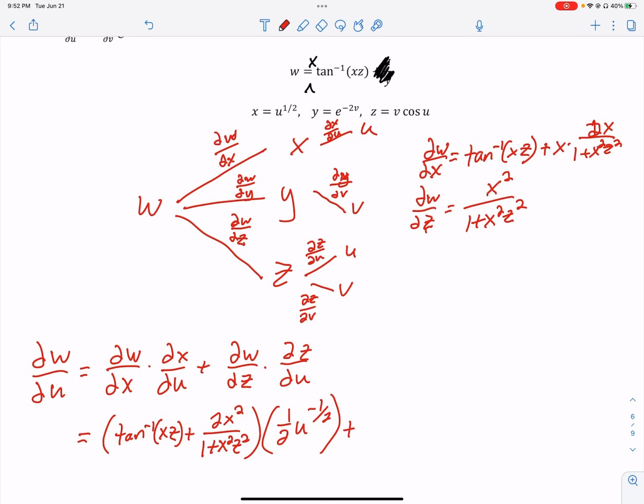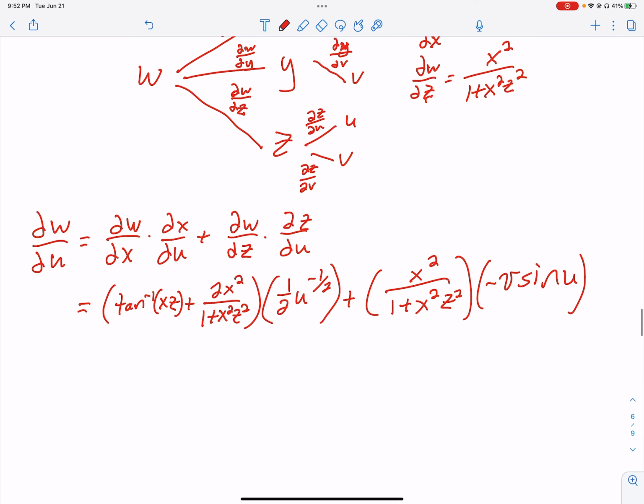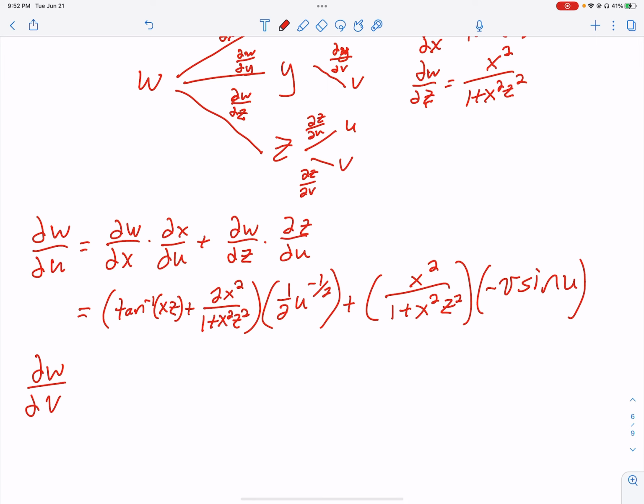If you can't see it, that's okay. If you can't, work it out. I got x squared over 1 plus x squared z squared times dz with respect to u. That is just a negative v sine u. So there is my expression. All right, dw now, dt, not tv.